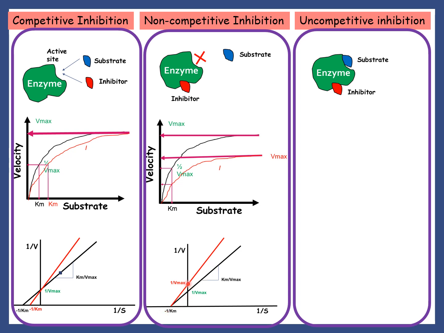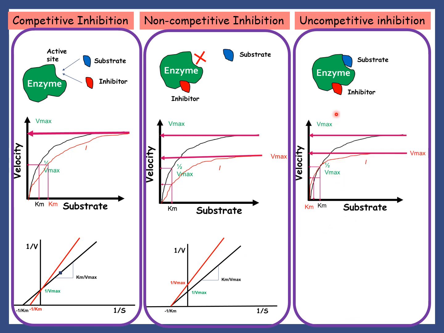Your Km remains constant, but the Vmax has lowered. In case of uncompetitive inhibition, what happens is the inhibitor binds to the enzyme substrate complex, right? But the reaction doesn't proceed. So, as in non-competitive inhibition, because some of the enzyme would always be bound to the inhibitor, no matter how much substrate concentration you add, because they are not competing for the same site, some of the enzyme would not be available, so the Vmax is reduced and the half Vmax is also reduced. But in this case the Km is decreased.